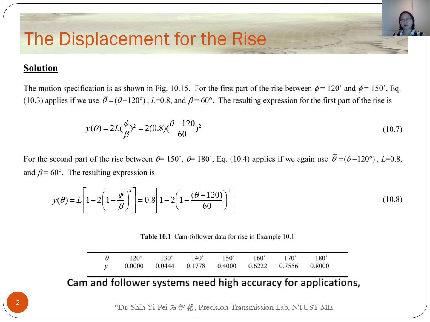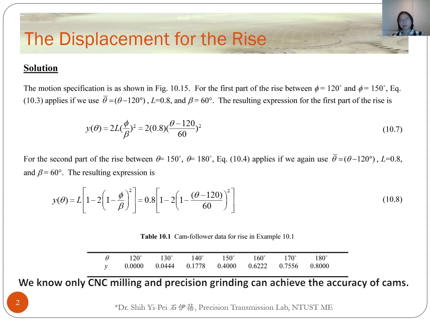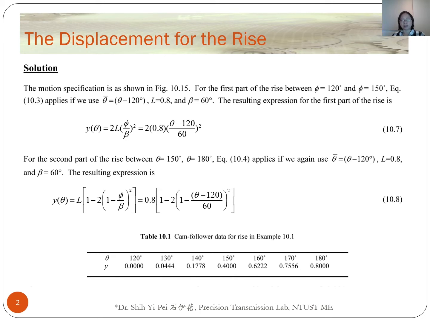Cam and follower systems need high accuracy for applications. For this reason, we normally work with at least 4 decimal places when doing cam calculations. We know only CNC milling and precision grinding can achieve the accuracy of the cams.